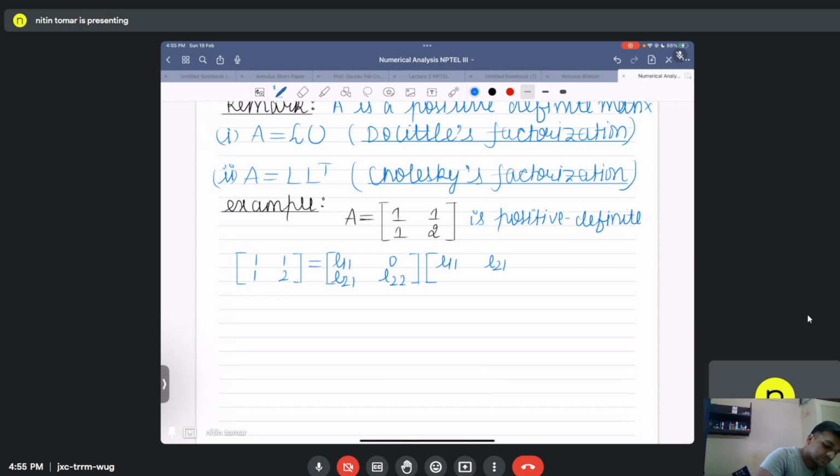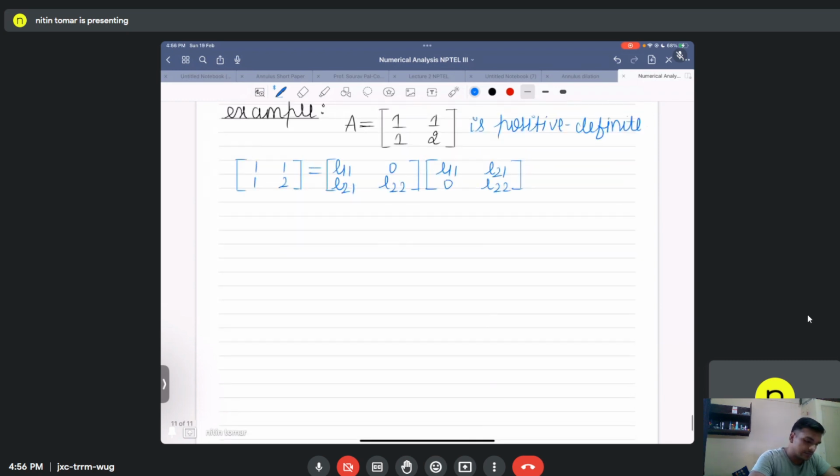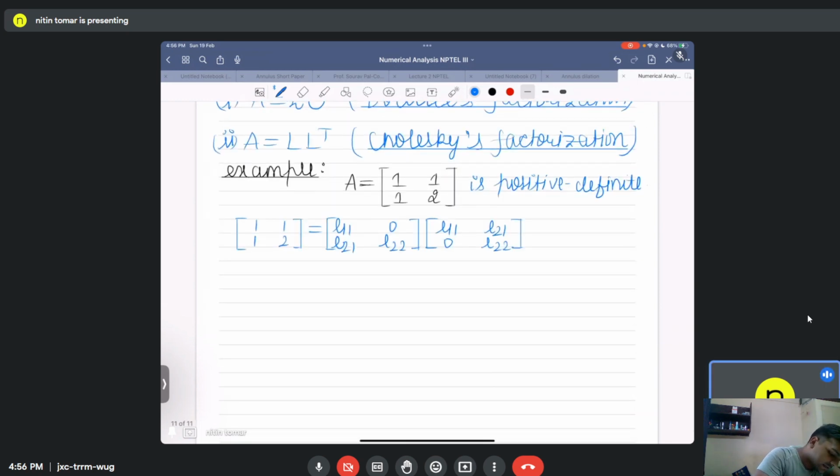Are you there? Am I audible? Screen not received. Okay, sir. Now received. Now, can you tell me what this is? This is precisely L11 square, then L11 L21, L21 L11, then L21 square plus L22 square.